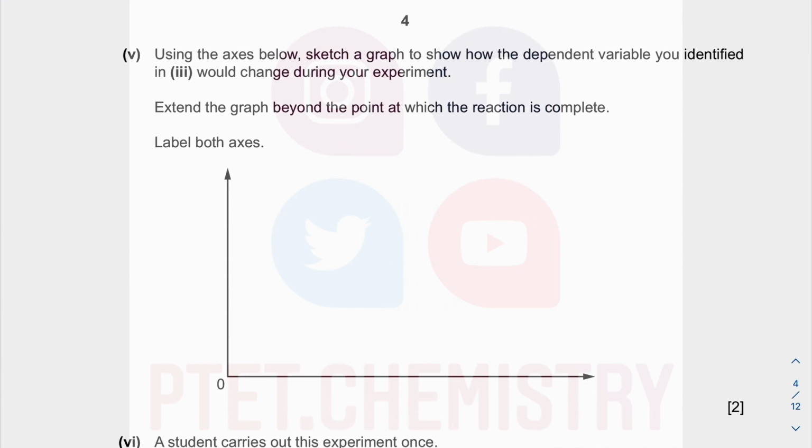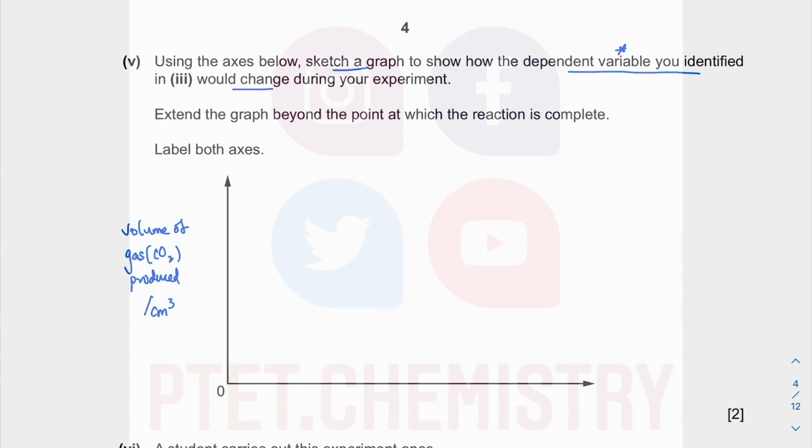Okay, next bit. We have to sketch a graph of how the dependent variable you identified would change. Your dependent variable is the volume, so volume of gas, or you can say CO2 produced. I imagine this would be in cm cubed. And then on the x-axis, what are we changing? In this experiment, we are measuring the volume of the gas produced over a period of time. So there will be time there, and we can measure time in seconds or in minutes.